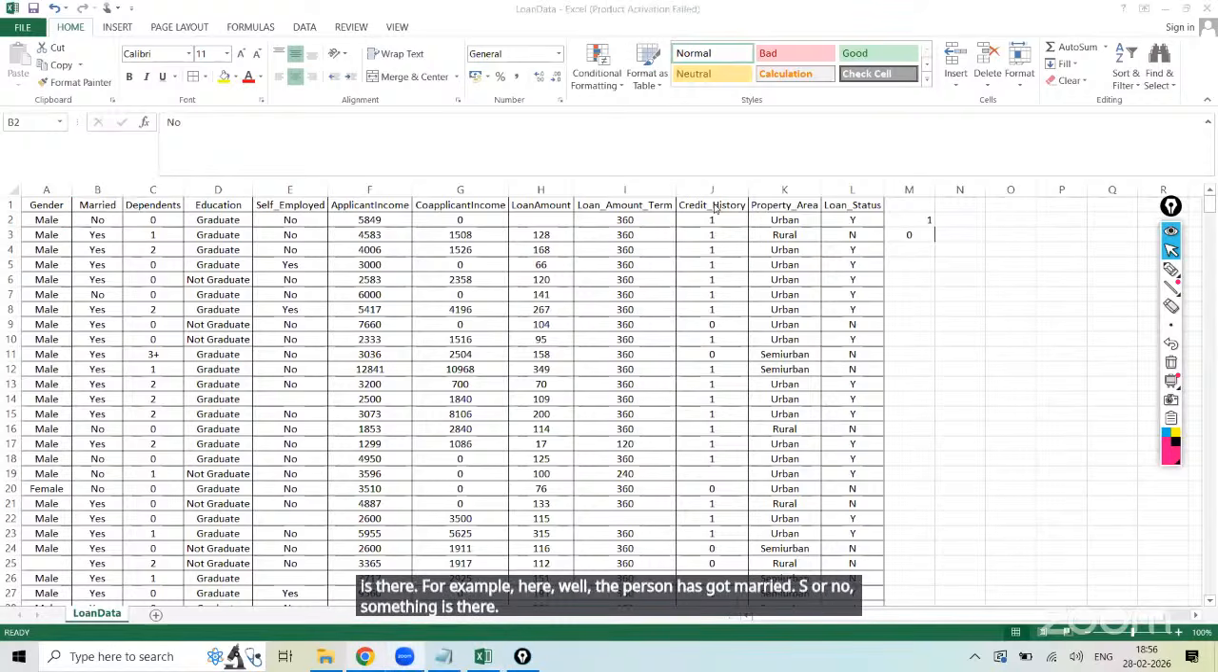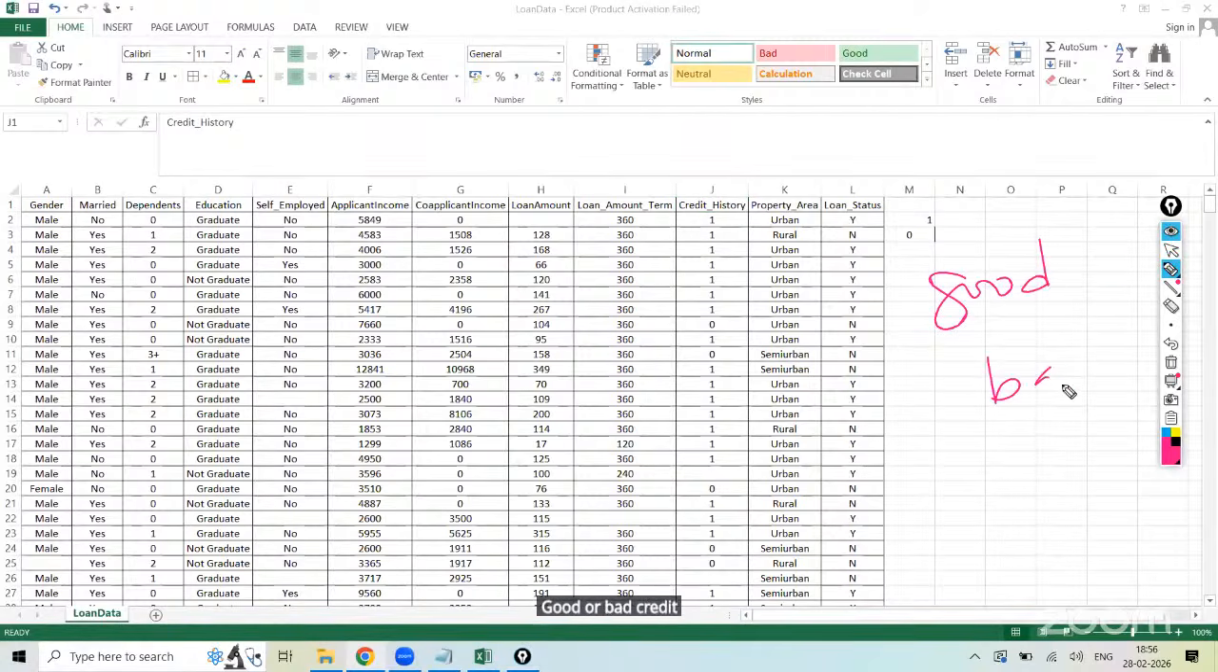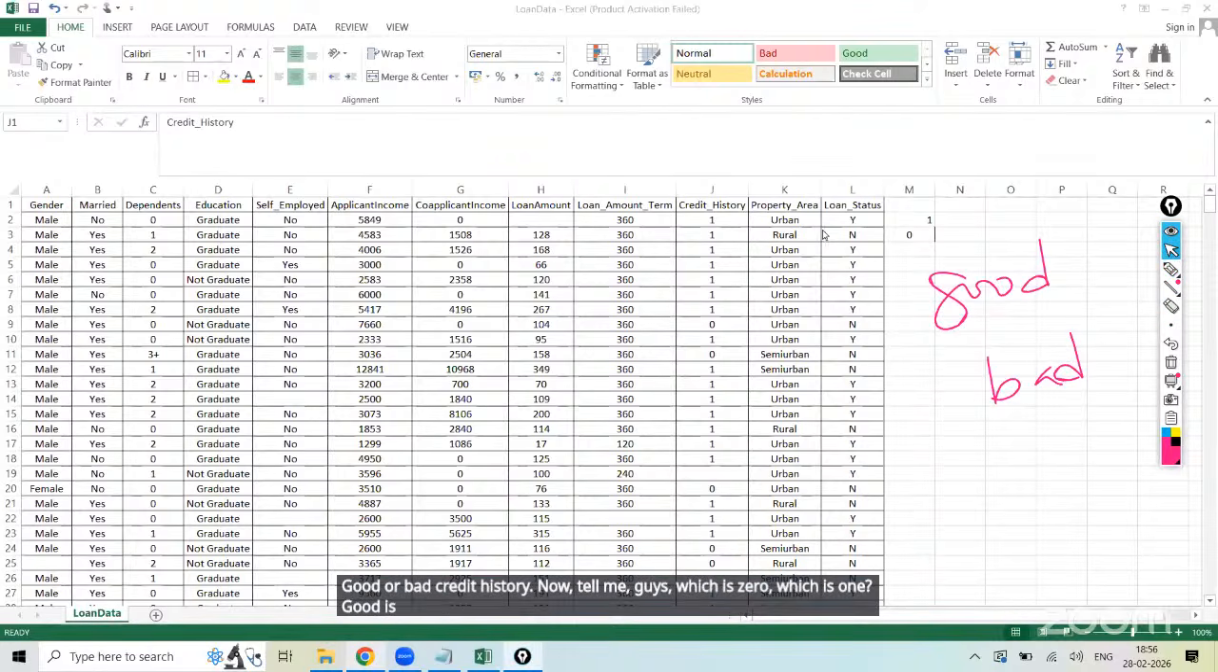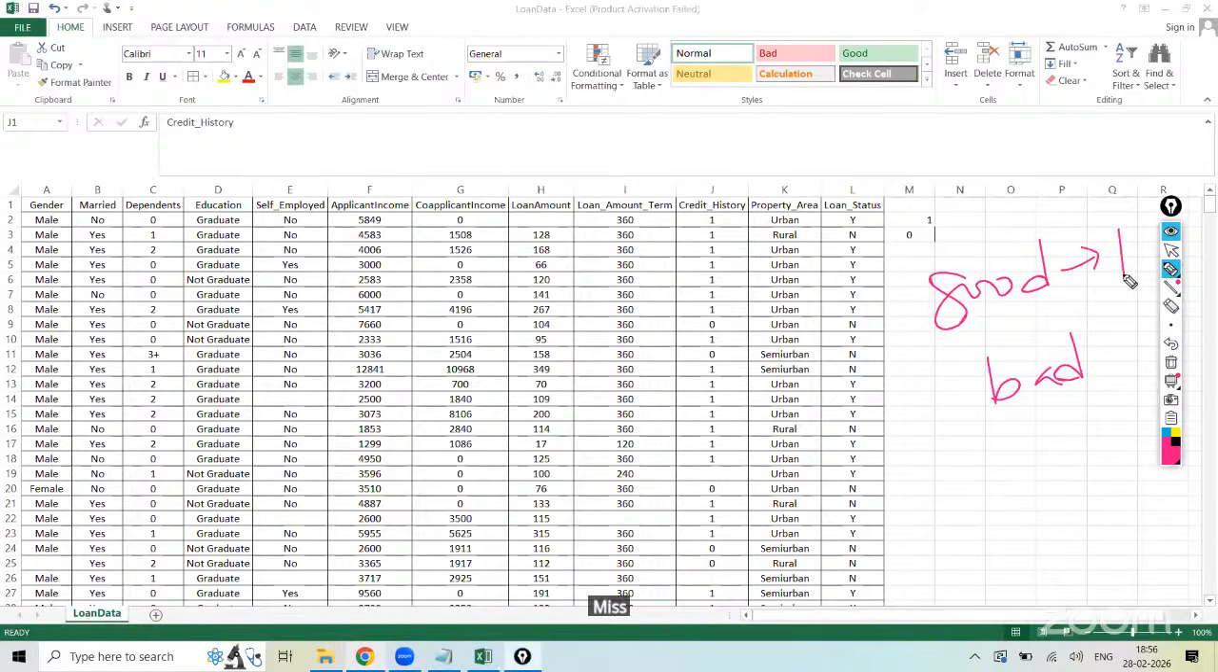Now here, can you see whether the person is having the credit history? Credit history means good or bad credit history. Now tell me guys, which is zero and which is one? Good will be assigned 1, bad will be assigned 0. Why? Alphabetical order. First the letter B comes, after that the letter G. Is the point clear?